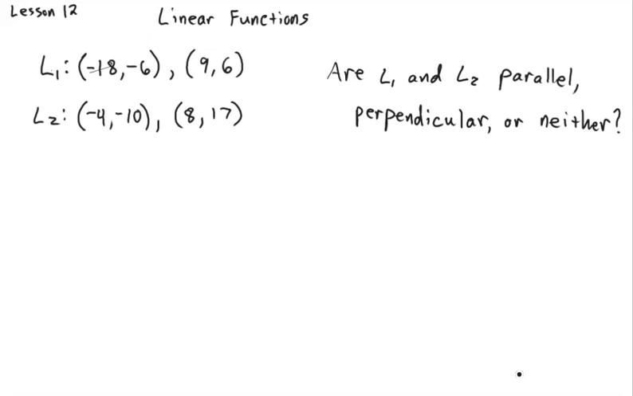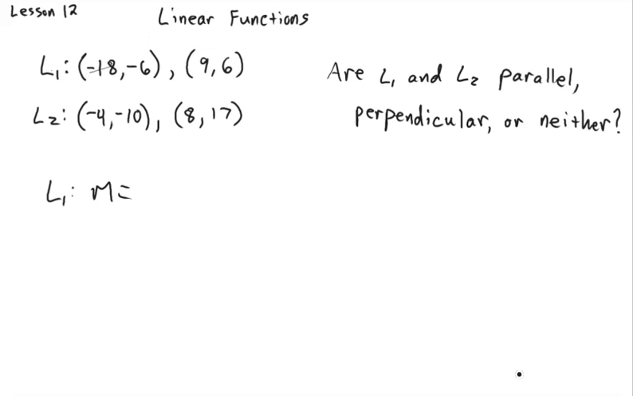Now remember, parallel means same slope. Perpendicular means negative reciprocal slope, okay? And since it all has to do with the slope, really all we need are the slopes of these 2 lines. We don't have to find the whole equation of the line, okay? So let's go ahead and find the slope of line 1.